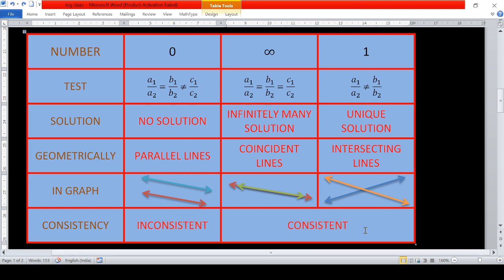These two cases are taken as consistent. Consistent indirectly means there will be some solution. If there is a solution, you can call the system consistent. If there is no solution, you call it inconsistent. So consistent has two cases: infinitely many solutions and unique solution. Inconsistent has only one case, that is no solution, or zero number of solutions.